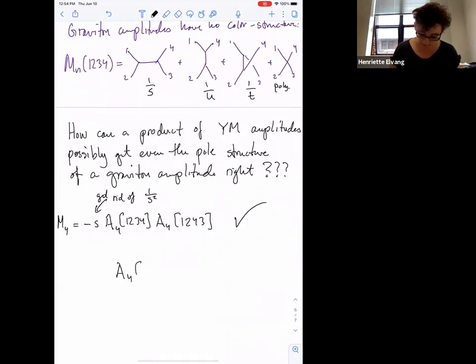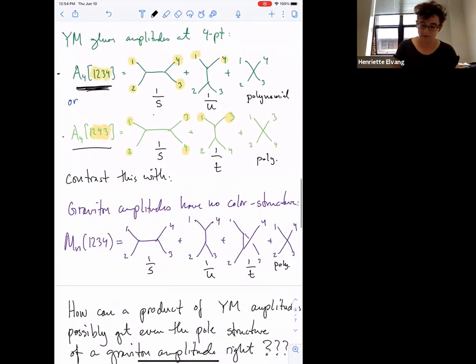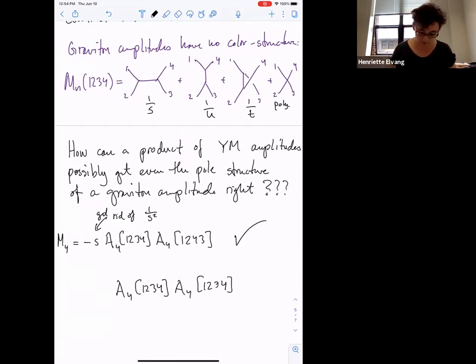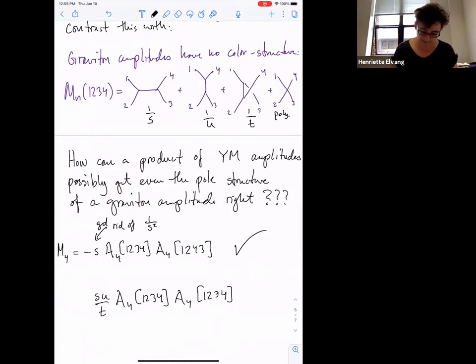So now I take A 1, 2, 3, 4, and I multiply it by itself. Now the problem is that I'm going to double both the S and the U pole. So let's try our nice little approach again and say, we'll fix that. We'll just multiply by S times U. But these amplitudes don't have any T pole. So let me add it by hand. Okay, I add it by hand. I'll put in a minus sign. And remarkably, you can go through the calculation once again, and it works.